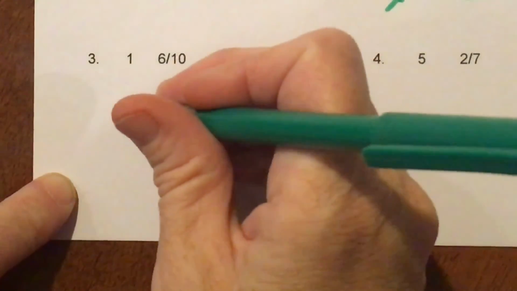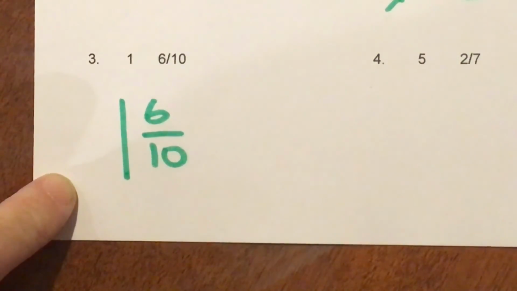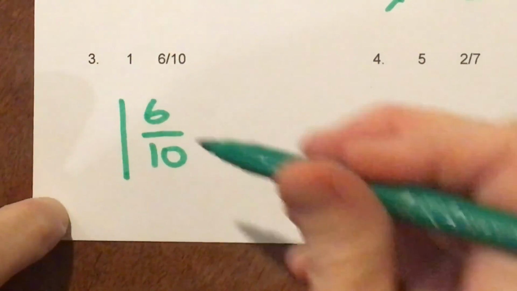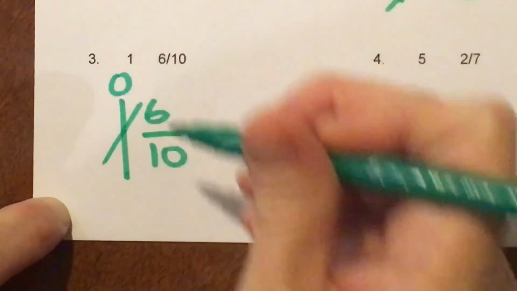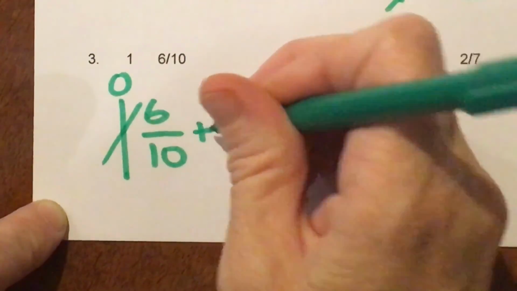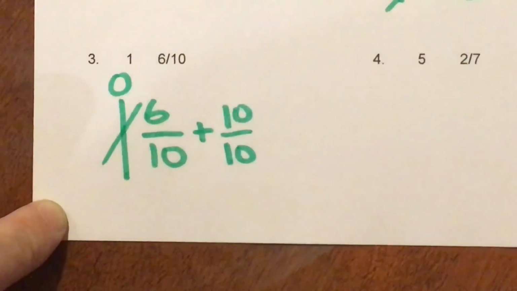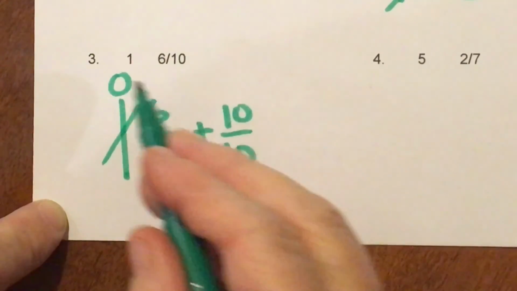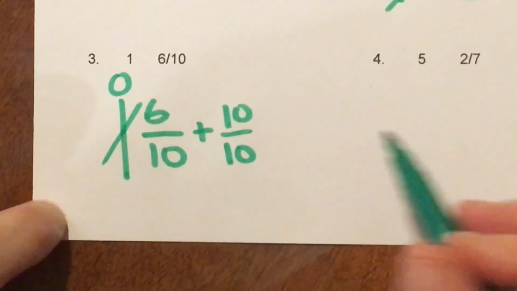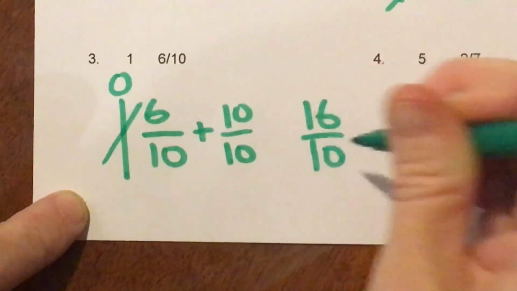Okay, let's try the next one. Okay, I have 1 6/10. Okay, so I'm going to take 1 away from the whole, which means my 1 becomes a 0. I'm going to rewrite that 1 as a fraction that's worth 1, and I'm going to use this denominator to guide me. So this one, I could write the 0 or I could just skip it. I have 6/10 plus 10/10 is 16/10.